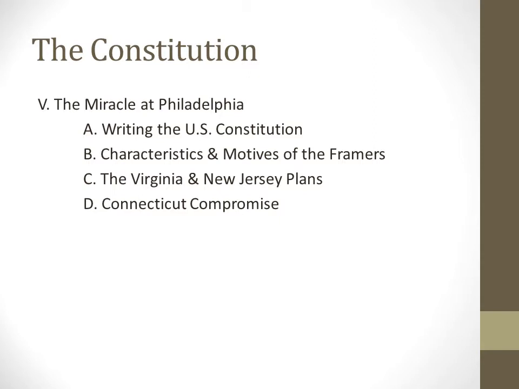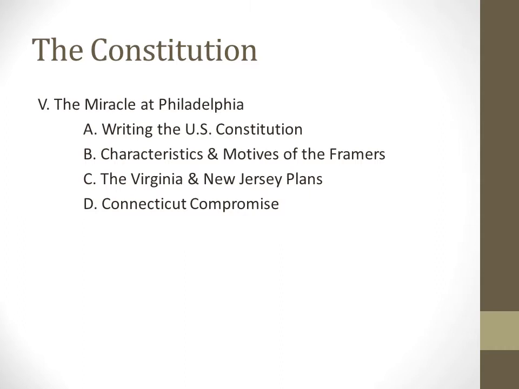The question of slavery dealt with whether and how slaves were supposed to be counted in population figures and how slaves would be dealt with for taxation purposes. Connecticut was the state which offered the compromise, and it took elements from both the Virginia plan, which was for large states, and the New Jersey plan, which was for small states.